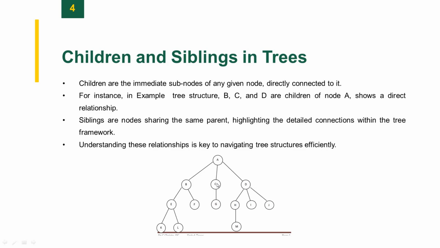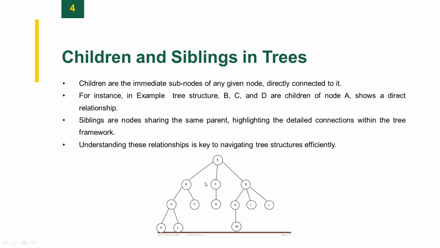Children and siblings. Children are the immediate subnodes of any given node, directly connected to it. For instance, in the example tree structure, B, C, and D are children of node A, which shows a direct relationship. Siblings are nodes sharing the same parent, highlighting the detailed connections within the tree framework. Understanding these relationships is key to navigating tree structures efficiently.